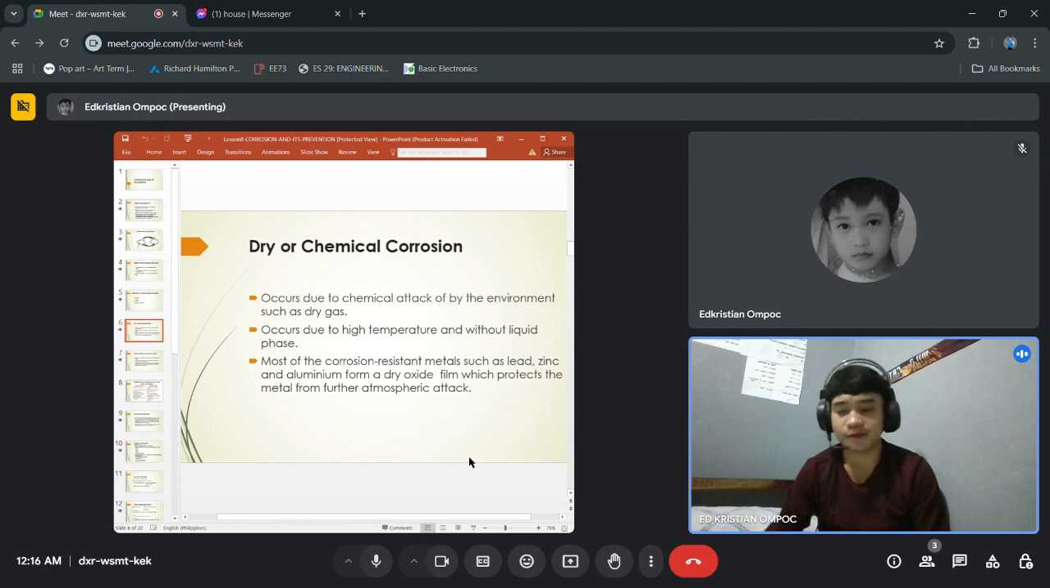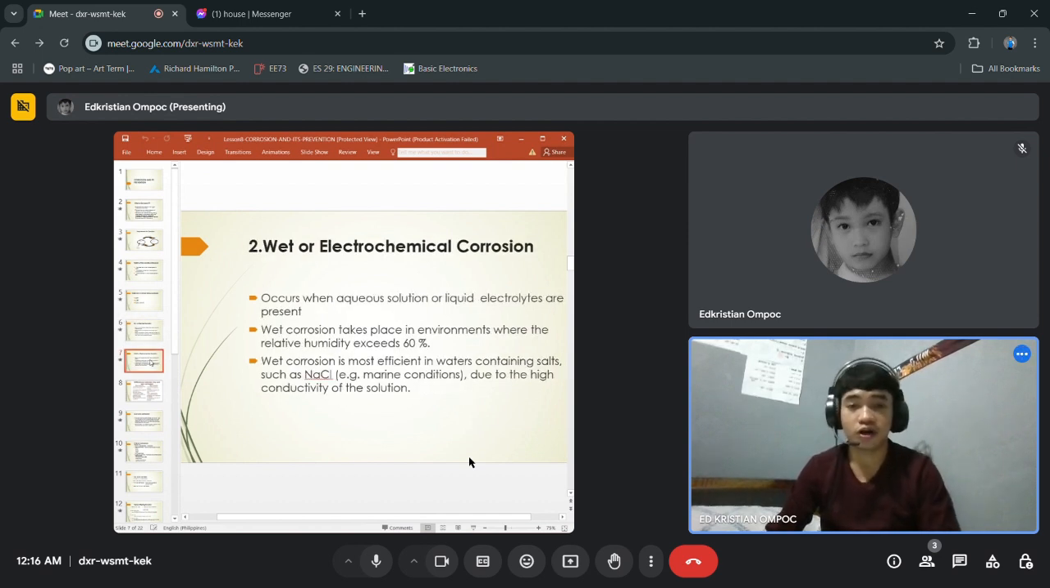Kaman ka og dry are also known as chemical corrosion. It is a type of corrosion that occurs without moisture or water and occurs due to high temperature and without liquid phase. So, most of the corrosion-resistant metal, such as lead, zinc, and aluminum, form a dry oxide film in which protect the metal from further atmospheric attack.